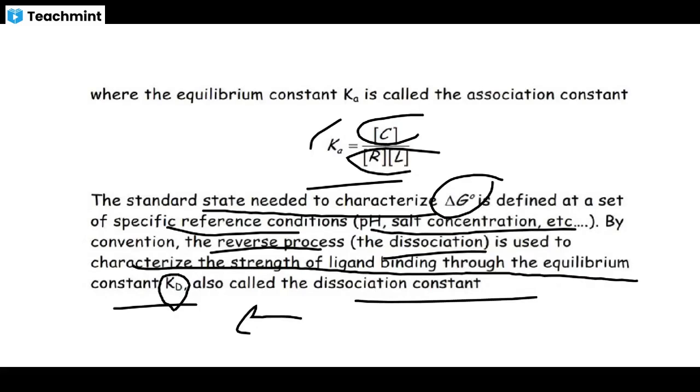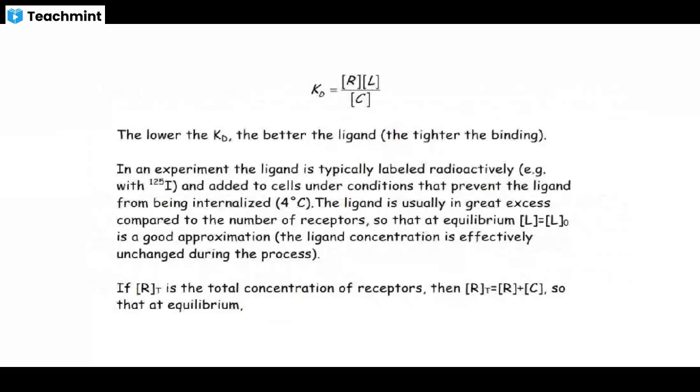For the forward process, Ka is the association constant, just like receptor plus ligand gives the complex. After the ligand comes out of the receptor, the reverse process takes place: dissociation. Dissociation is just the reverse, receptor plus ligand divided by the complex. The lower the Kd, the better the ligand.